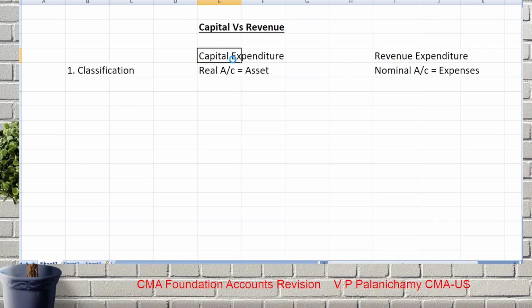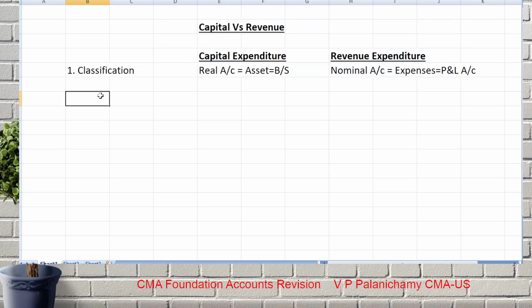Capital expenditure, the asset, it should be taken to what? Balance sheet. So all capital expenditures are going to be recorded in which one? Balance sheet. All revenue expenditures are going to be recorded in which account? Profit and loss account. That is the first classification.